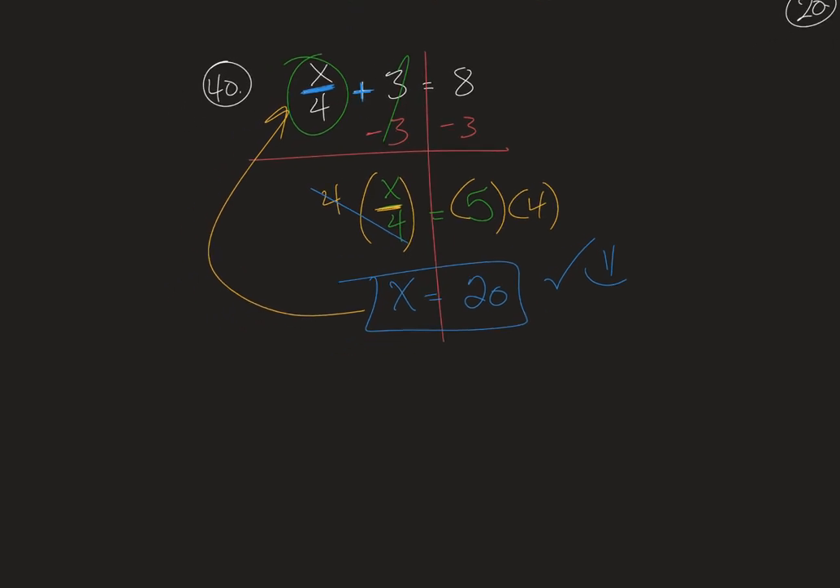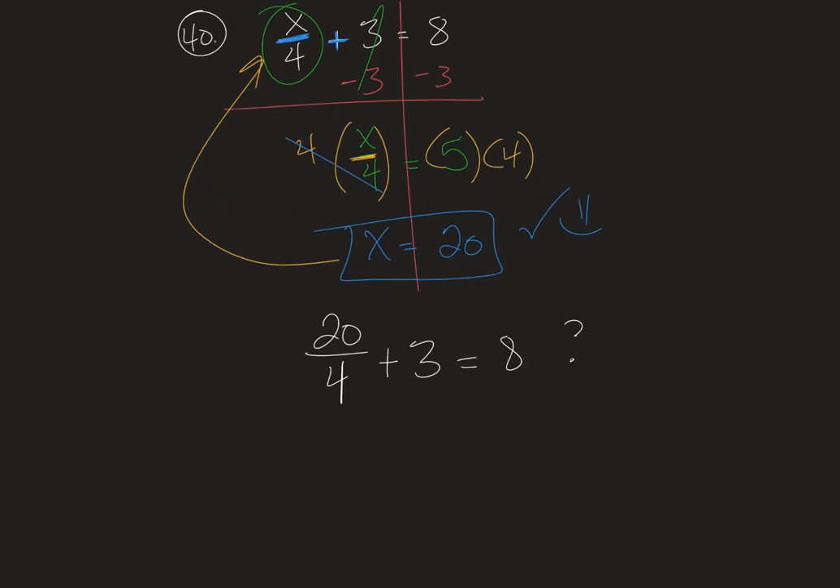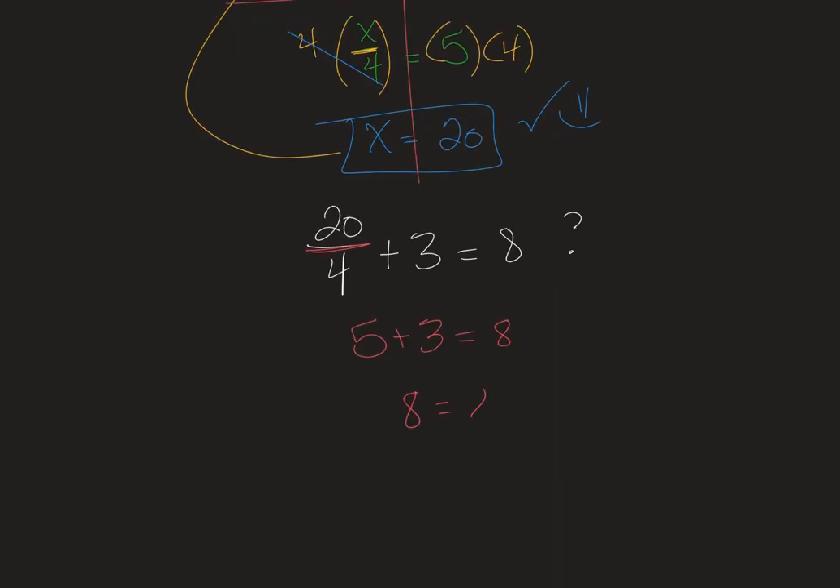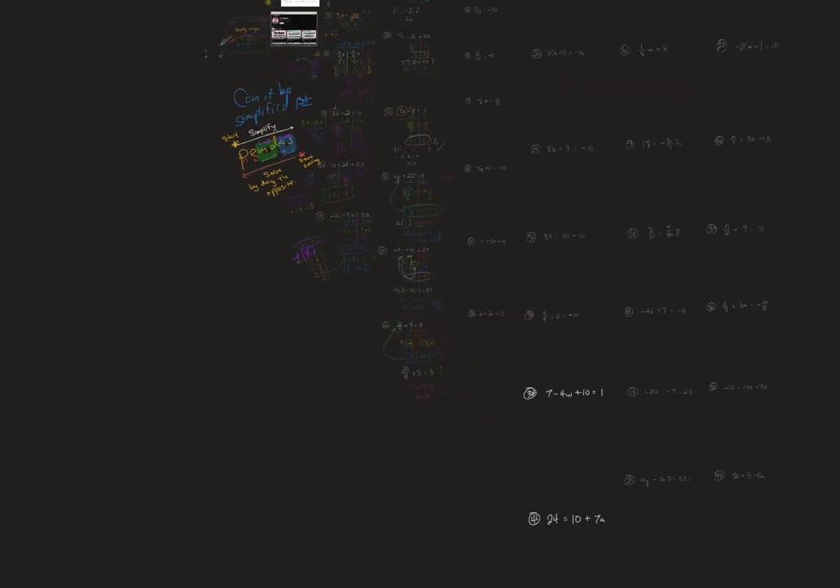So we end up getting 20 over 4 plus 3. Does that equal 8? And it's a little funky because you think 20, and then to get 8? No, that doesn't make sense. But yeah, it does. Because what's 20 divided by 4? It's 5. And 5 plus 3 definitely is 8. So now we're done. We're happy. We're finished. That's day 2.